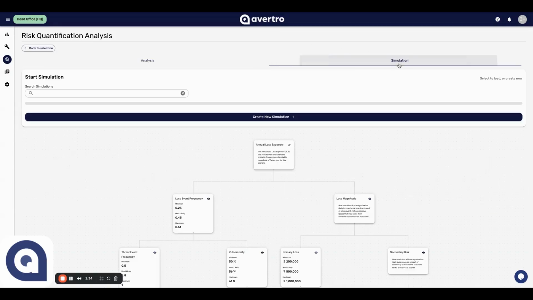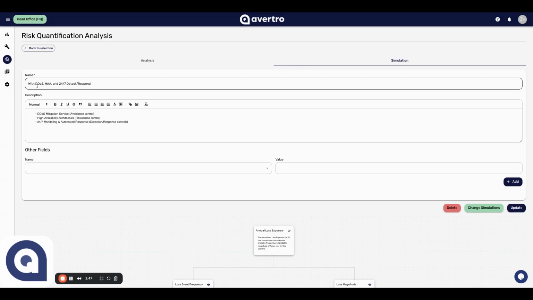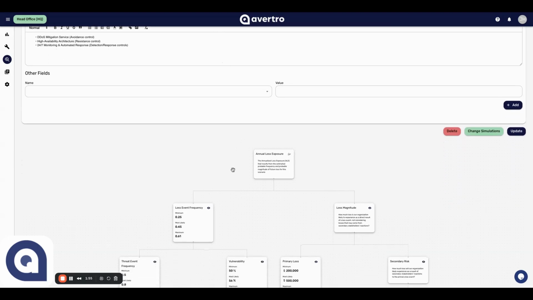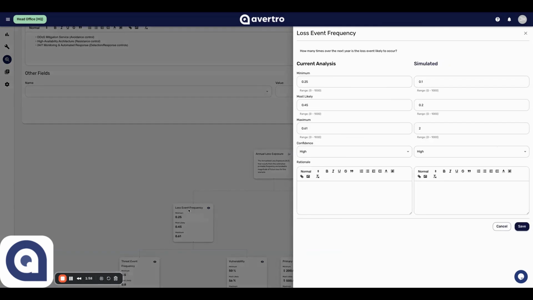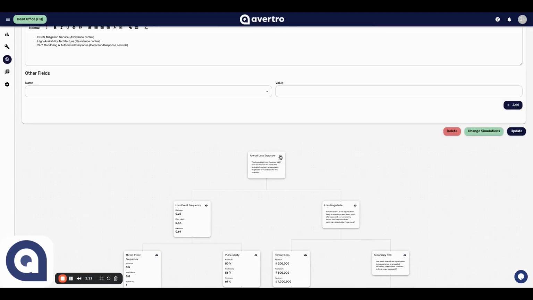However, we can actually model what would happen if things should go wrong or with the addition of new mitigating controls. So sticking with our ransomware example, let's see what happens to the risk when we implement DDoS mitigation services, high availability architecture, and a 24/7 detect respond function. We can see that we forecast that the loss event frequency, for example, will drop from 0.25 times a year to 0.1 times a year at a minimum, with corresponding decreases in the most likely and maximums. And the other figures have been updated accordingly as well.